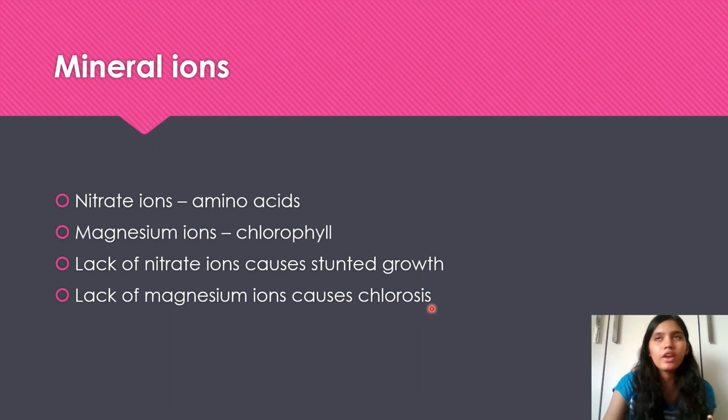Then you have other elements like sulfates and phosphates. Phosphates are used for DNA. So these elements are called trace elements because they are required in small quantities from the soil itself.